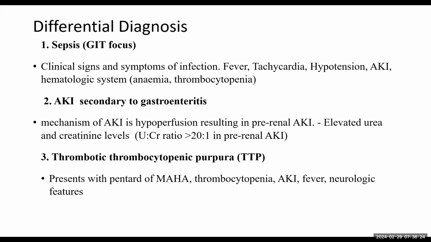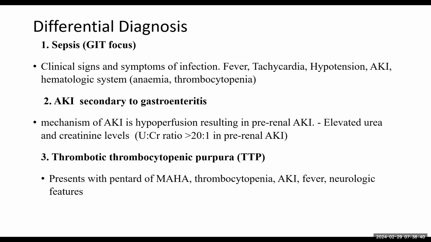So the second differential I entertain in this patient is AKI secondary to gastroenteritis. Of course, the patient has vomiting and diarrhea, so volume contraction. It can also present as prerenal AKI. As I said earlier, the urea creatinine ratio is expected in prerenal AKI to be greater than 20:1.